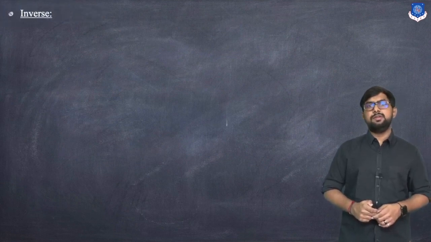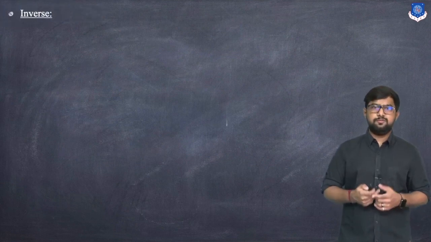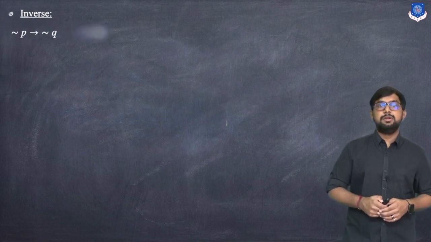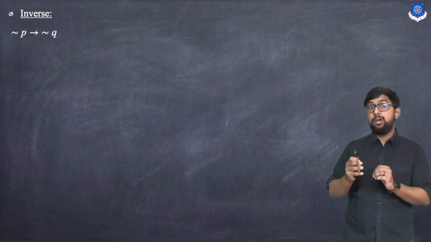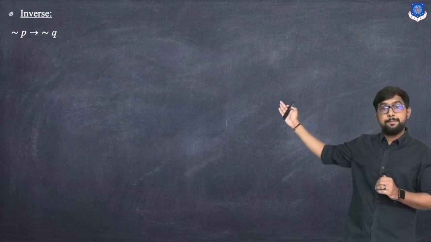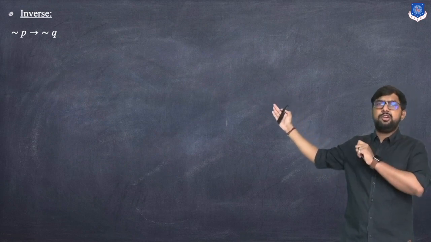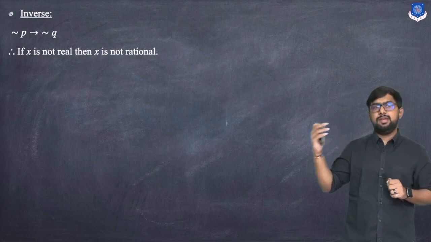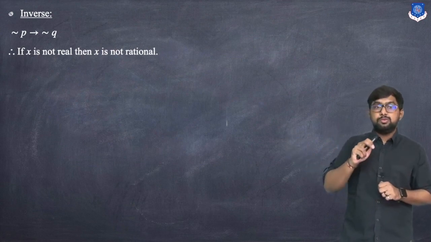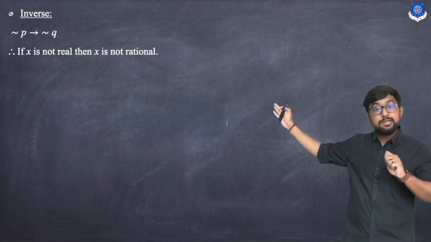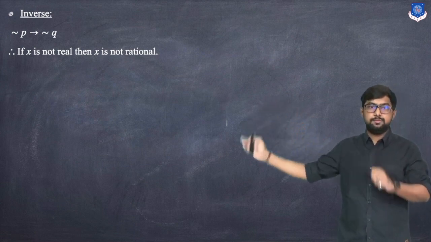So the third one: what is the inverse of the given statement? The inverse of P implies Q is not P implies not Q. Okay. Now, not P implies not Q, where the statement is: if X is real, then X is rational. What will be not P and not Q? Not P means X is not real, so: if X is not real, then X is not rational.